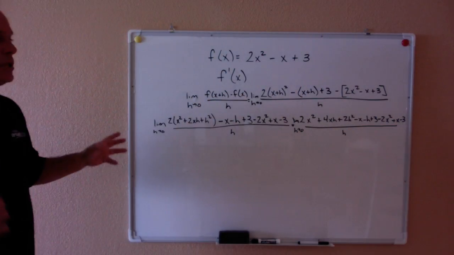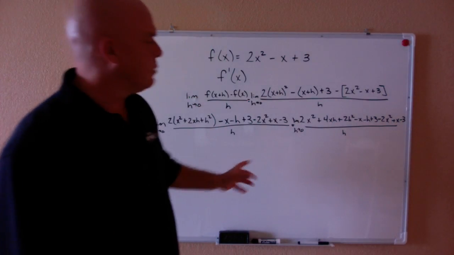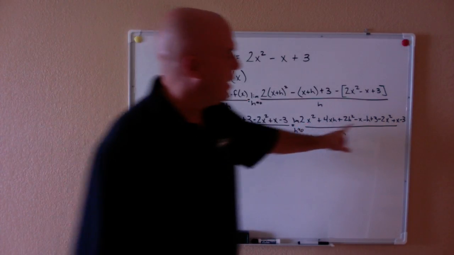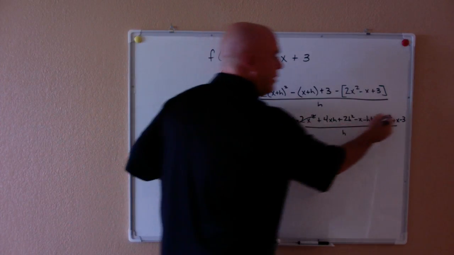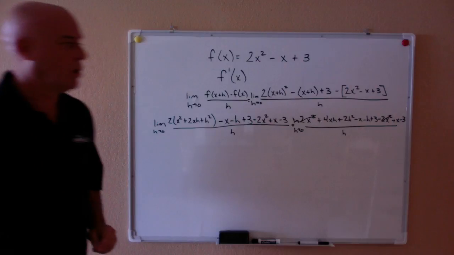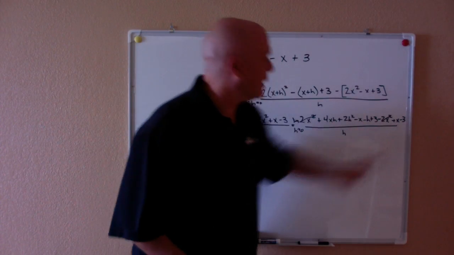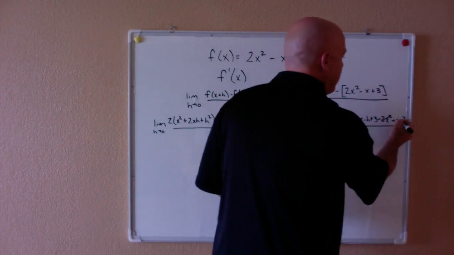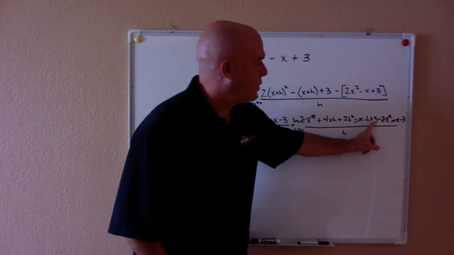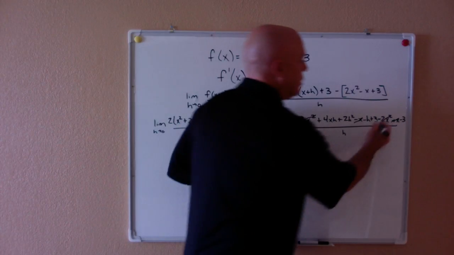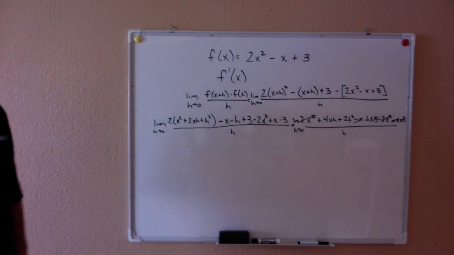So I've got this thing expanded, and when you get it expanded, now let's see if we can collect like terms. Well, I've got a 2x squared here, and I have a minus 2x squared here. So this term and this term are going to cancel each other out. I have a minus x here and a plus x here, so this term and this term are going to cancel each other out. And then I have a plus 3 here and a minus 3 here, so that term and that term are going to cancel each other out.